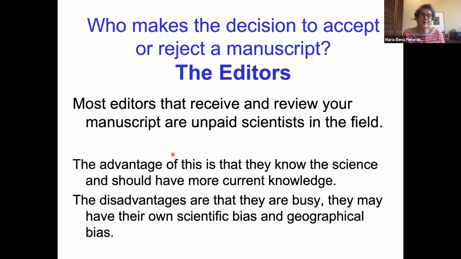So the advantage of this is that they know the science, and you should have more current knowledge on the subject than you do. The disadvantage is that they are busy and they might have their own scientific bias and geographical bias. I've heard about geographical bias, people trying to publish from places that are not well known might not be accepted. It shouldn't be. Scientific bias is somebody doesn't think your work is important or is competing with you. So all these things we have to deal with, and we will not know who is reviewing it until we get the answer.